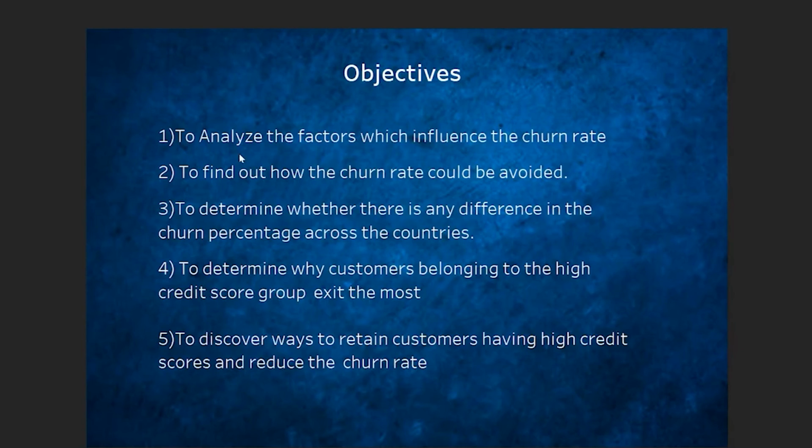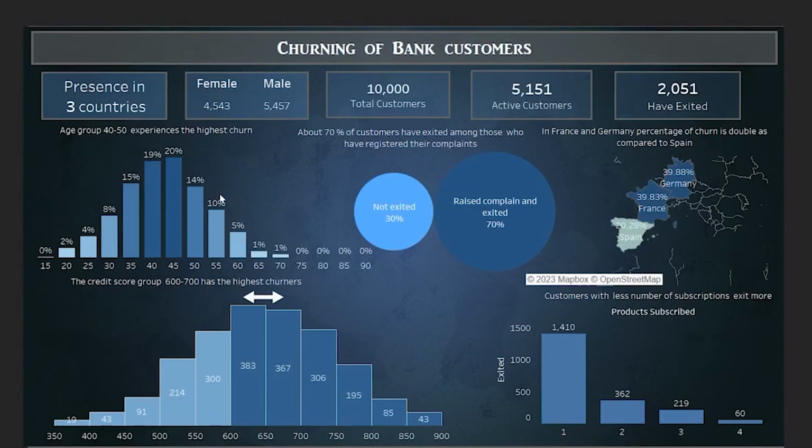The fourth objective is to find out why customers belonging to the high credit score group 600 to 700 exit more. Now the question comes, what is credit score? Credit score is nothing but a figure between 200 and 900 which portrays a customer's creditworthiness. A high credit score is considered good as it means the borrower can repay on time without failure.